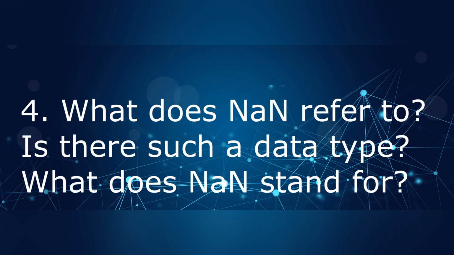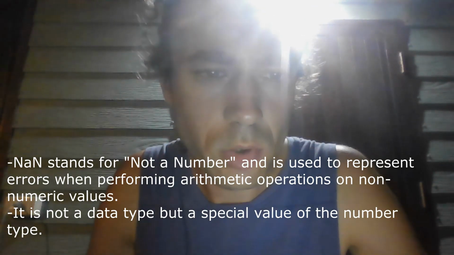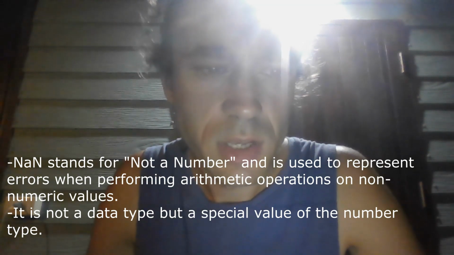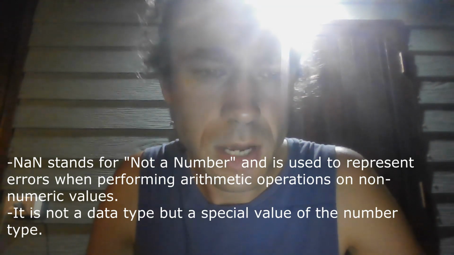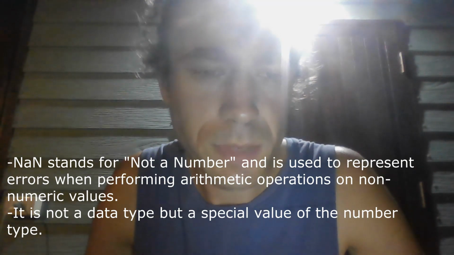What does NaN refer to? Is there such a data type? What does NaN stand for? NaN stands for not a number, and it is used to represent errors when performing arithmetic operations on non-numeric values. It is not a data type, but a special value of the number type.